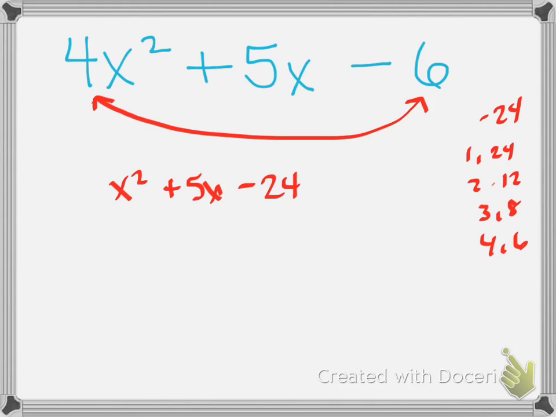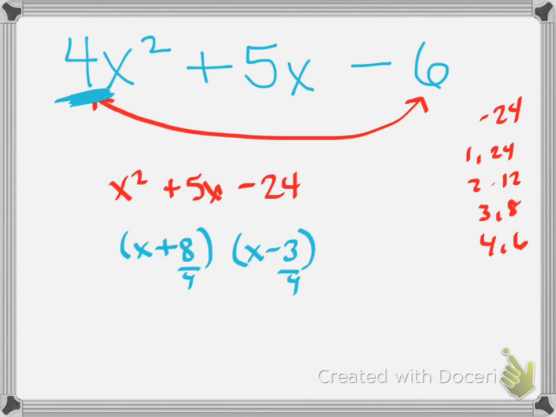Okay, and since it's a minus 24, since we have this minus here, we're going to look for numbers that subtract to 5. So that would have to be 8 and 3. 8 minus 3 is 5. So I'm going to write x plus 8 and x minus 3. And now, again, this thing gets its name because we're going to take this front number and put it on the bottom, and we're going to do bottoms up.